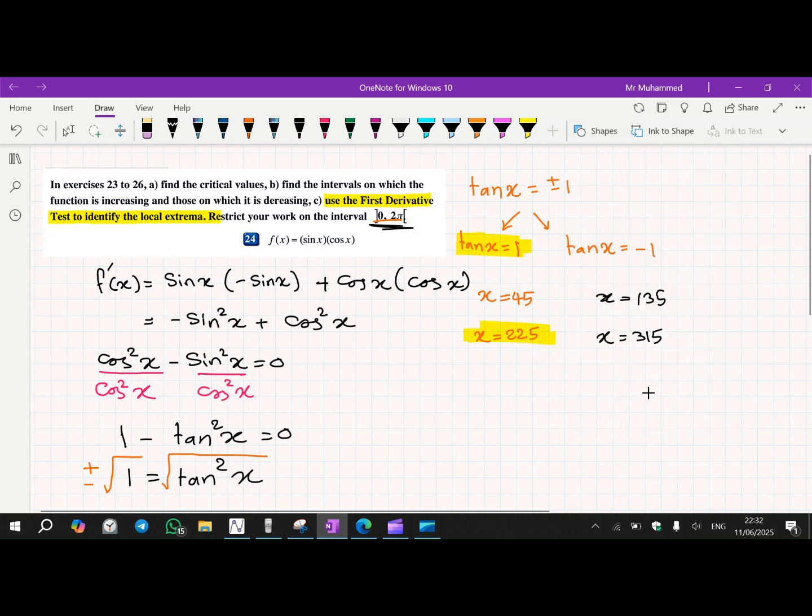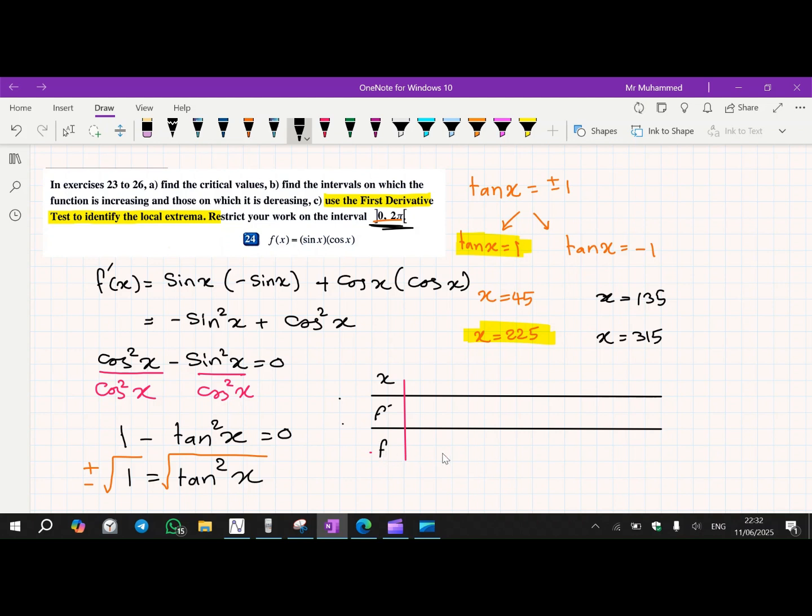So I make a table for all of these 4 values because the graph is 5 pieces, all increasing, decreasing respectively. Then we have a place for x, place for f prime, and a place for f. f prime to be positive or negative, and f to be increasing or decreasing. The beginning of the interval is 0. The next x value is 45. More than 45 is 135. That's in order, and it has to be in order. 225 and 315.